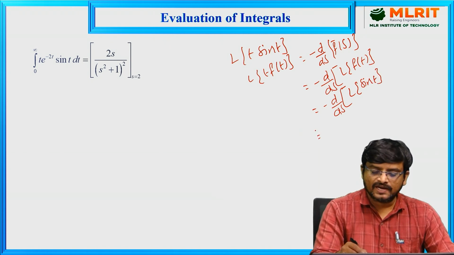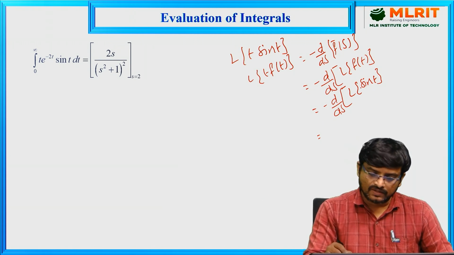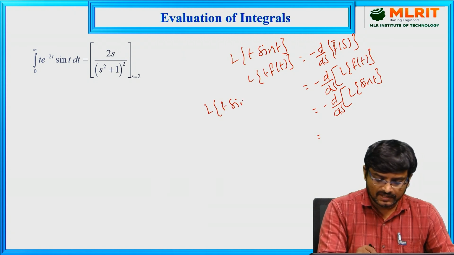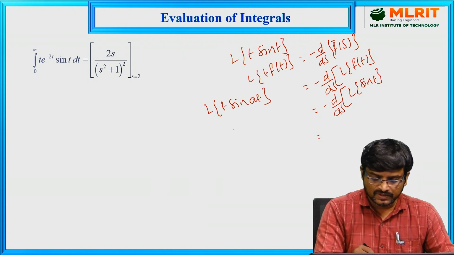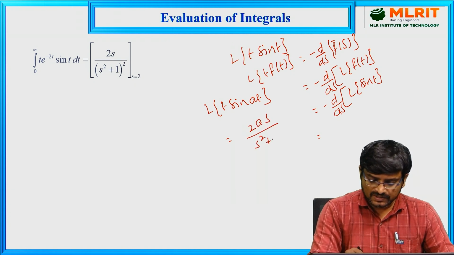Or we have the standard formula. Apply this and continue this, find out the derivative. Otherwise, we have the Laplace transform of t into sin at. We have derived this formula in the previous videos. That value can be written as 2as by (s square plus a square) whole square.